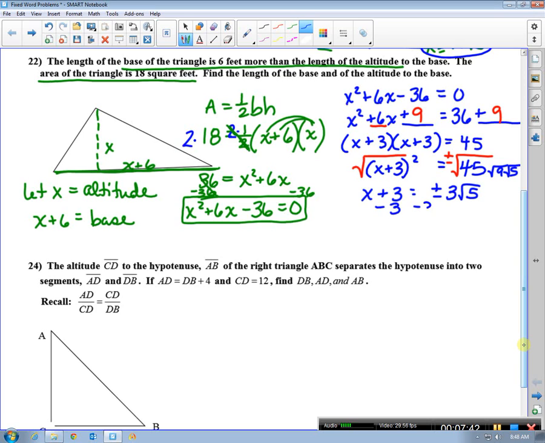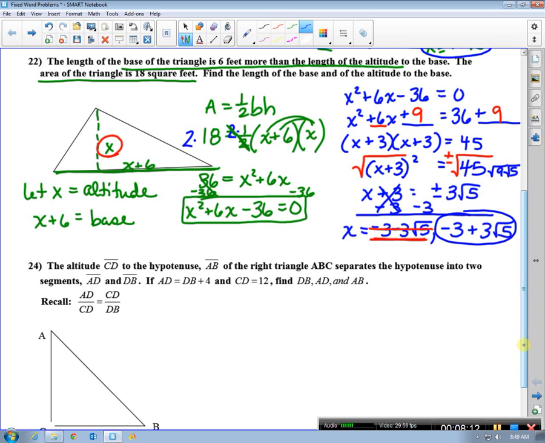Subtract 3 over, and we have our solutions, possible solutions for x. Negative 3 minus 3 radical 5, and negative 3 plus 3 radical 5. Again, since it's a word problem and x is actually a length of something, this negative minus something is rejected. So our solution, negative 3 plus 3 square root of 5, would be the length of the base, or sorry, length of the altitude.